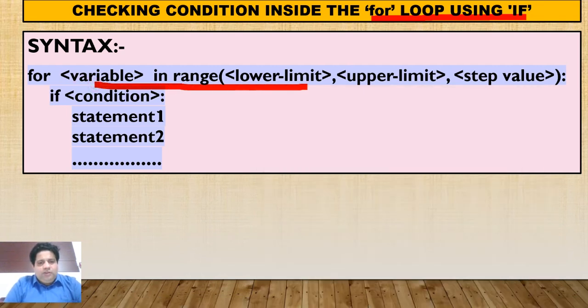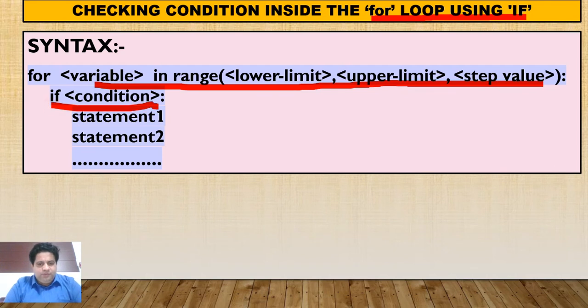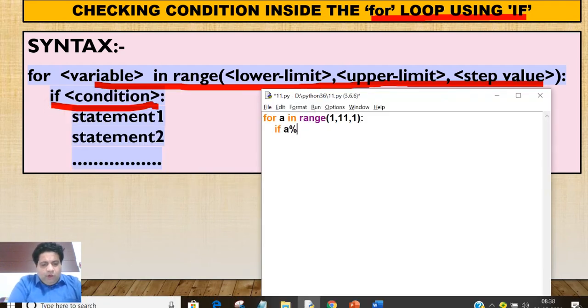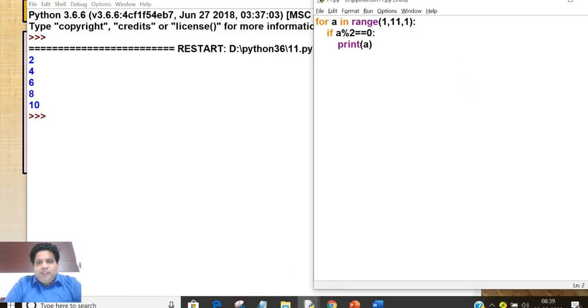नाउ यूज इफ. यही किया देखिए हमने. फॉर वेरिएबल इन रेंज लोअर लिमिट अपर लिमिट स्टेप वैल्यू. नाउ इनसाइड फॉर लूप गिव इफ कंडीशन. इफ a mod 2 is equal to 0. mod is means remainder. It will give remainder. And equality check करें तो double equal to. If a mod 2 is equal to 0, it means a is even. Print a. Now you don't have to print the message. You have to print that number. Now see, the program will run. So in this way you can check condition inside the loop.